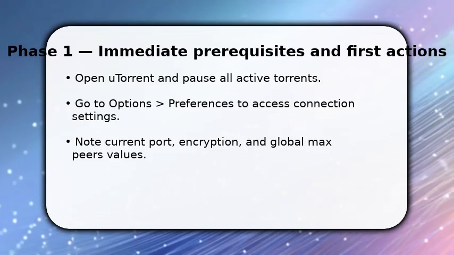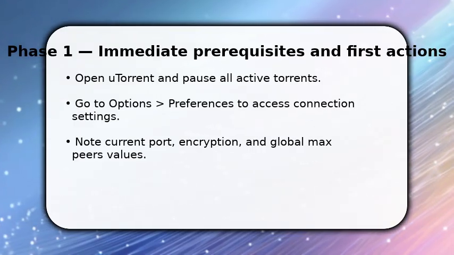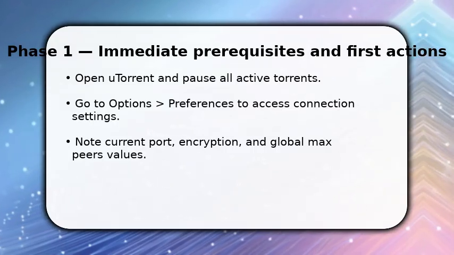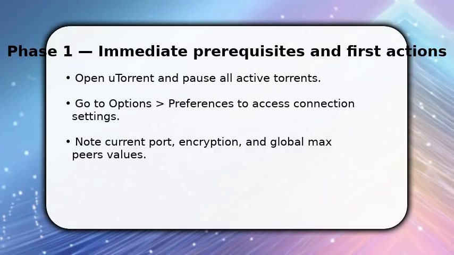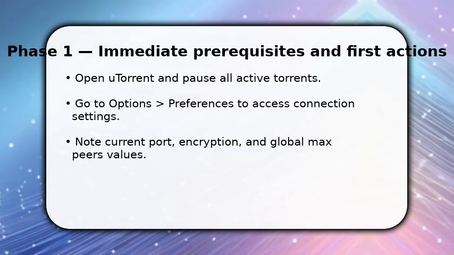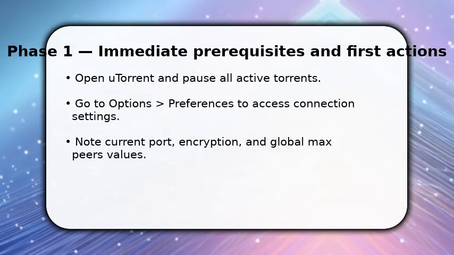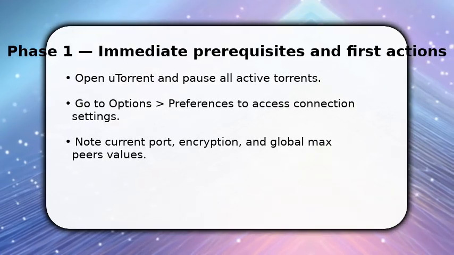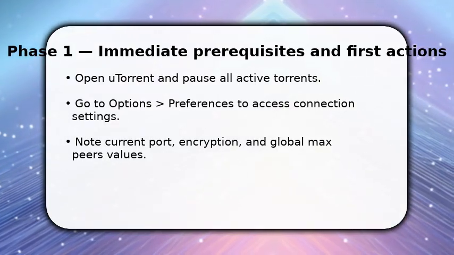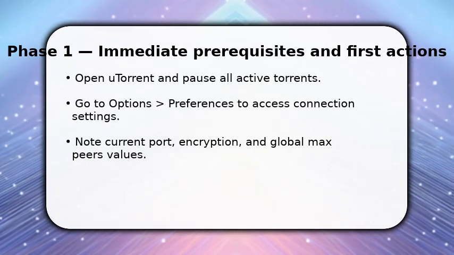You begin by pausing every active torrent so traffic stops immediately. This prevents new peer handshakes while you change settings. Then open Options, Preferences, and go straight to Connection and Bandwidth sections so you can modify limits. Write down the current port, encryption setting, and global max peers so you can revert if needed. Once done, proceed to reduce peers and block trackers. These are the first actionable steps that actually stop uTorrent from connecting to other peers.